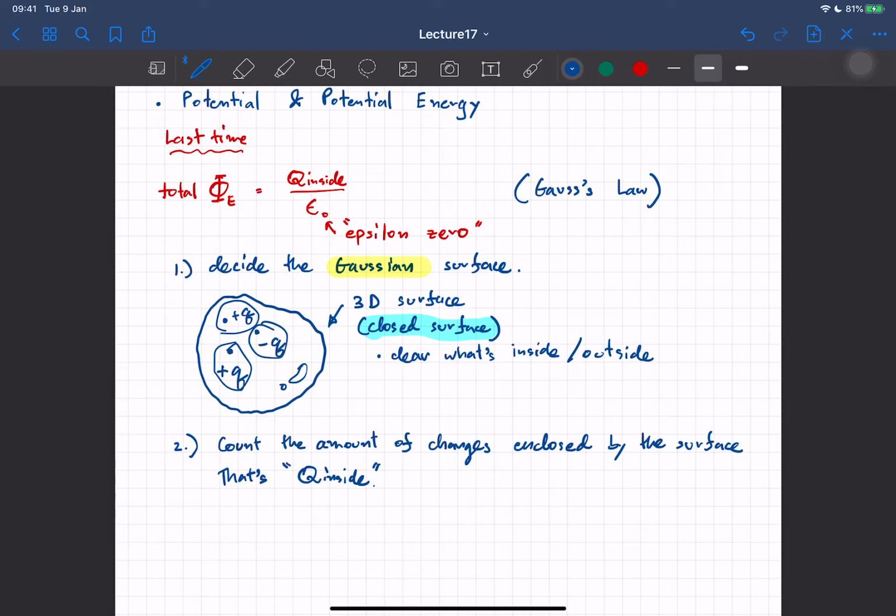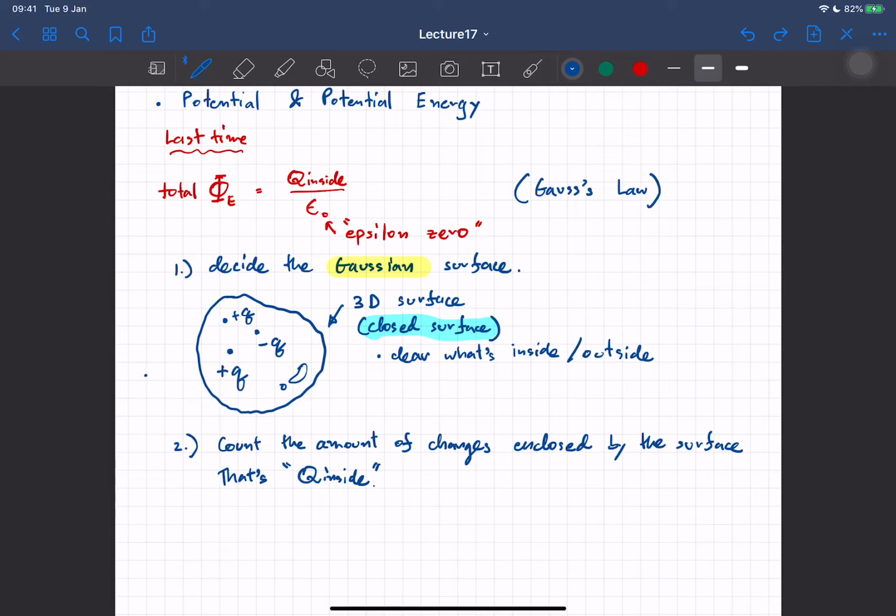So in total, q inside in this case is just plus q, because one of the minus q cancels out the plus q, right? So you're just counting numbers with plus and minus signs applied to each charge, and you count only the ones inside.